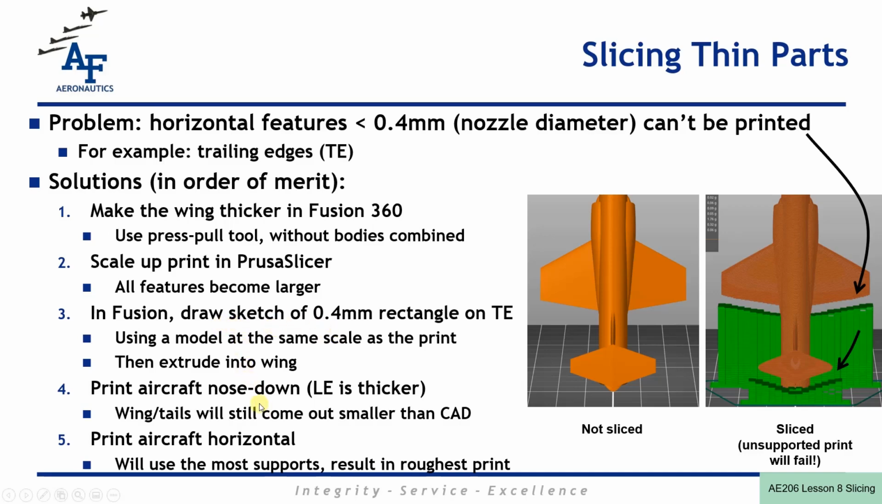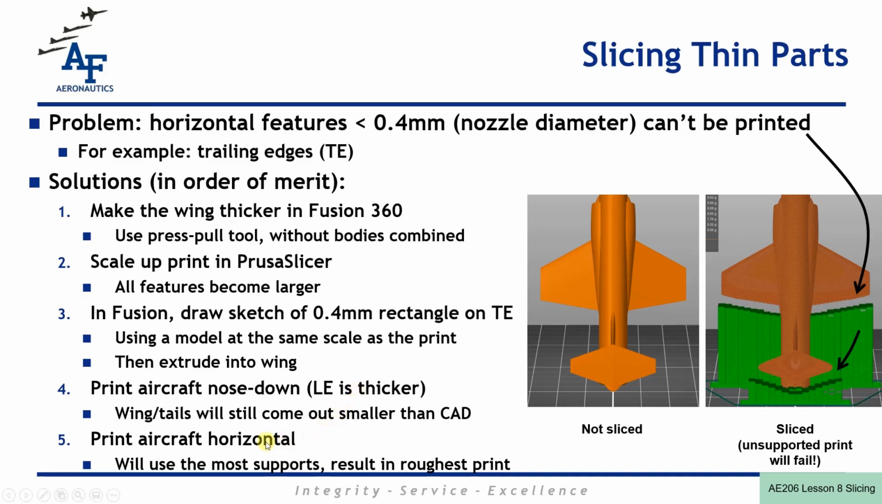Another solution is to print the aircraft nose down. If you can support the nose good enough so the aircraft won't come off the bed of the printer while it's printing, this will let the printer print the leading edge first, which means the print will get supported, but it still means the trailing edge will come out to be a different shape. It just means that it won't fail because it was unsupported.